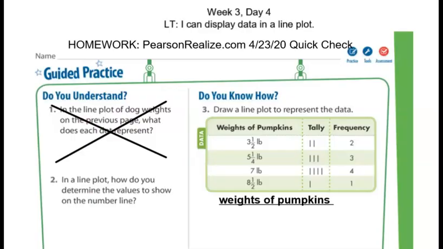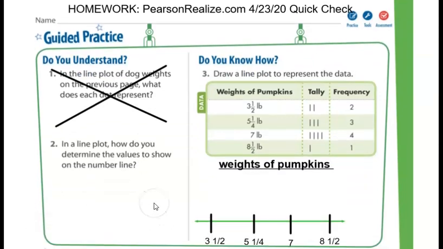All right, so we are back in our packet. Today's lesson is going to be on pages 37 and 38. Reminder, our learning target is I can display data in a line plot. We are on week 3, day 4 in your packet, so again, that is pages 37 and 38. We're going to be starting on question number 2.